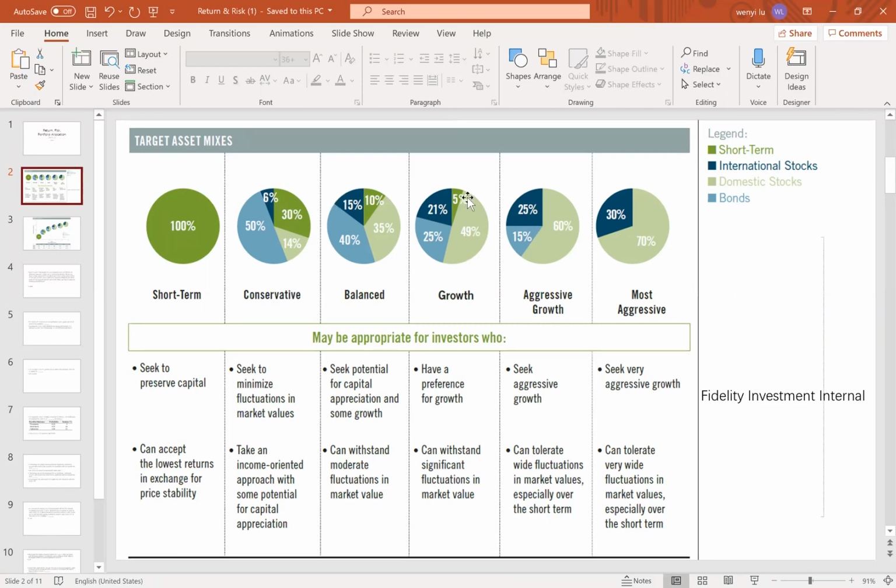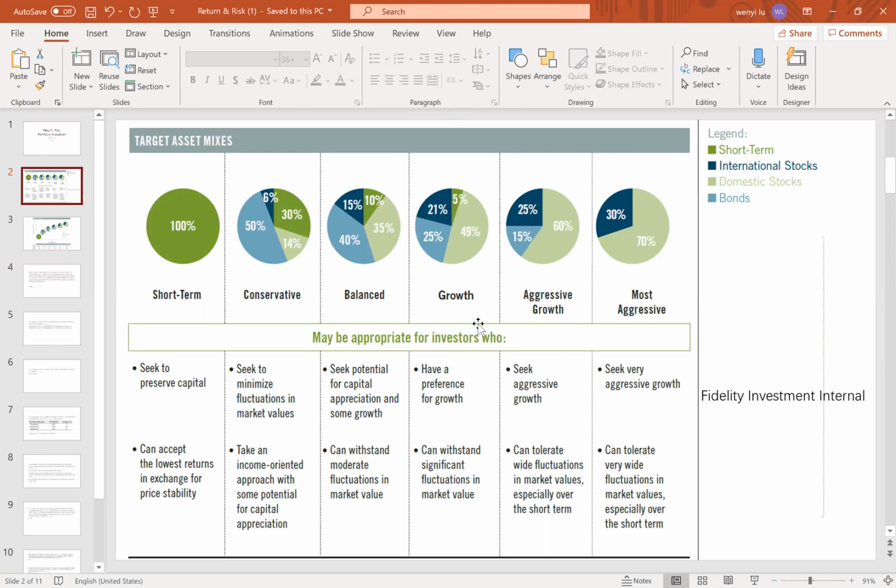And for the growth-oriented investors, they will put more money in stock: 21% in international stock, 49% in domestic stock. So the total will be 70%. And 30% is in bonds and short-term notes.